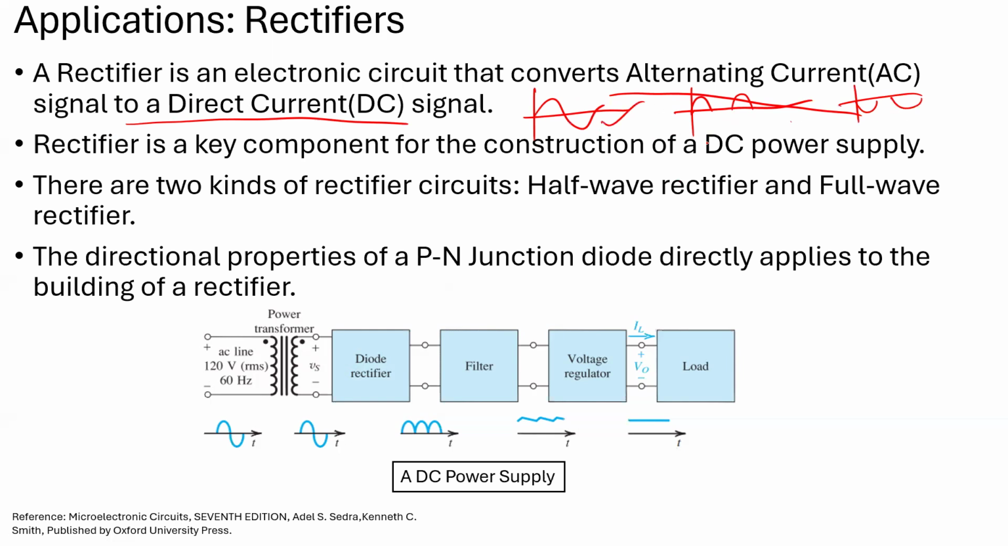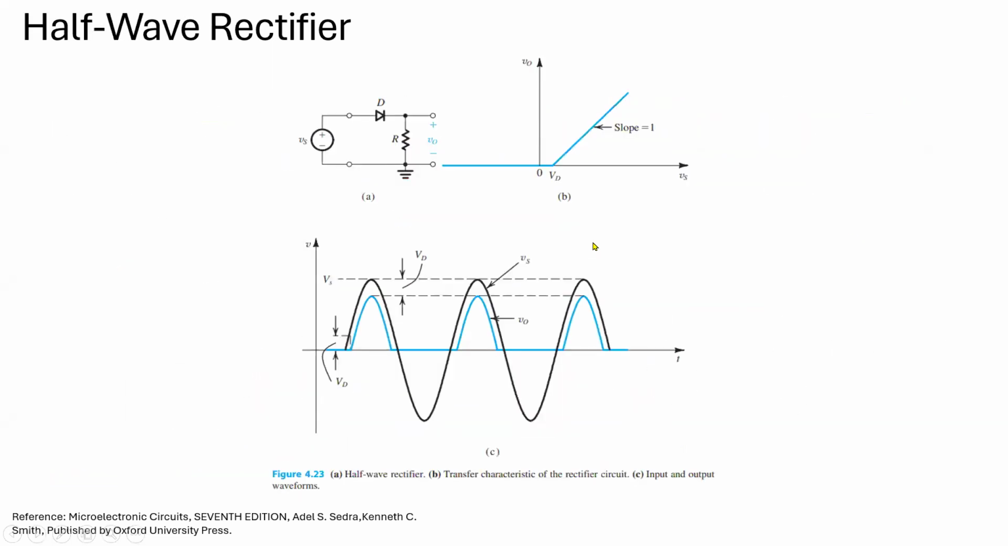A rectifier is a key component for making the DC power supply, and the directional property of a P-N junction basically helps us make a rectifier circuit. So this is a DC power supply block where we can see that there is a diode rectifier, which we will be seeing in the upcoming slides.